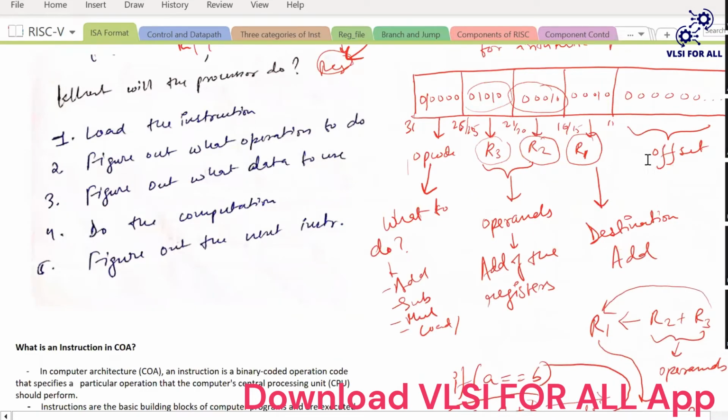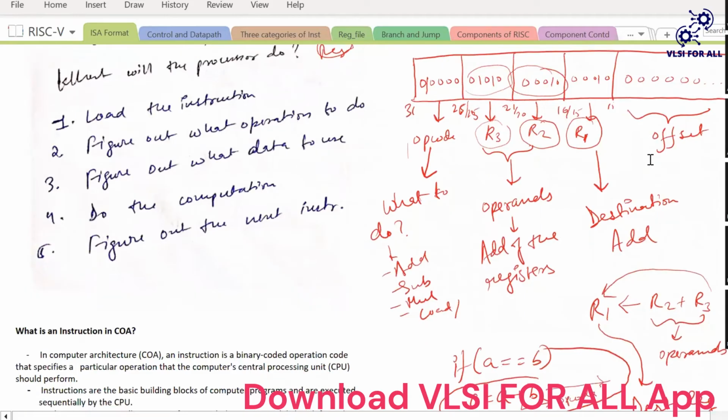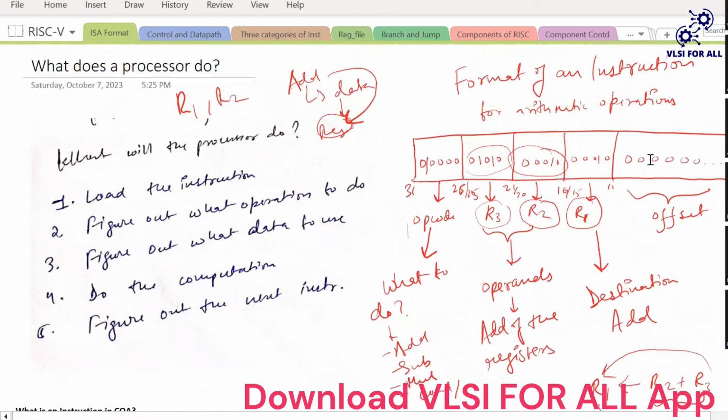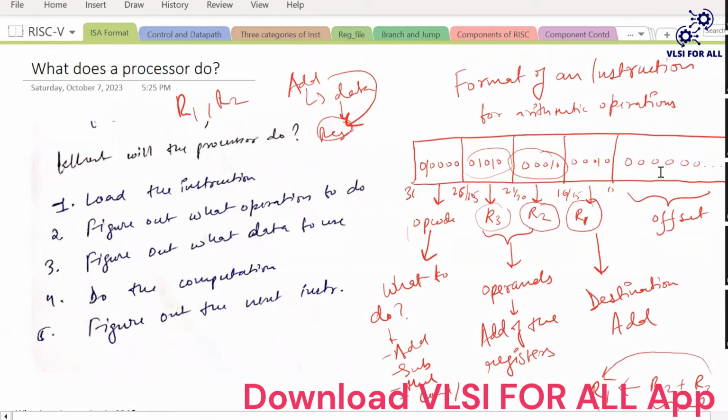So this was the instruction for the arithmetic operations. Fine. Now I'll tell you about the instruction format of a load store operation.